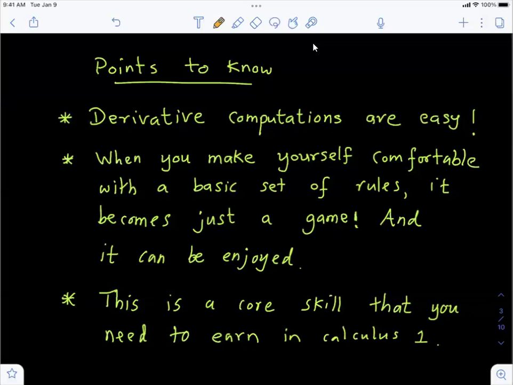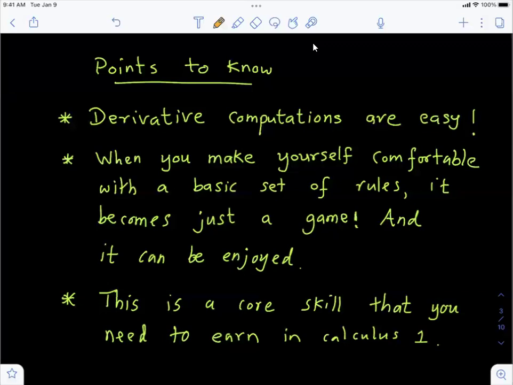To get to that point, first of all, derivative computations are easy. Now let me tell you, you're going to see that even without knowing limits, even without knowing trigonometry, even without knowing much of algebra, you can do derivatives. So what I'm going to say is derivative computations are easy. How easy? It is very easy. And I'll show you all aspects of it.